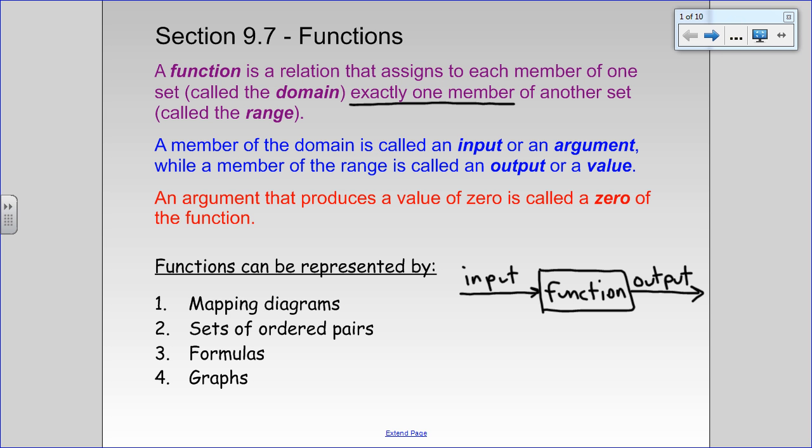It is possible for the function to produce the same output from two different inputs, and we'll see some examples of that later. Functions can be represented by mapping diagrams, sets of ordered pairs, formulas, and graphs. So let's look at some examples of that.